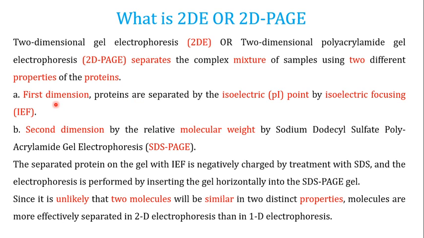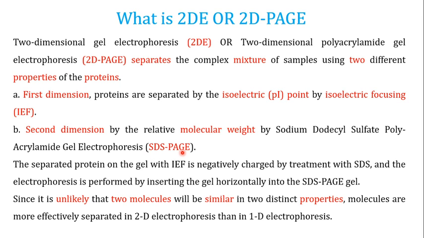So the first dimension of the 2D is known as isoelectric focusing, which actually separates the proteins based on the differences in their isoelectric point. Now the second dimension of two-dimensional gel electrophoresis is the molecular weight, and the technique which utilizes molecular weight as a property of separation of different proteins from each other is known as sodium dodecyl sulfate polyacrylamide gel electrophoresis, for short SDS-PAGE.